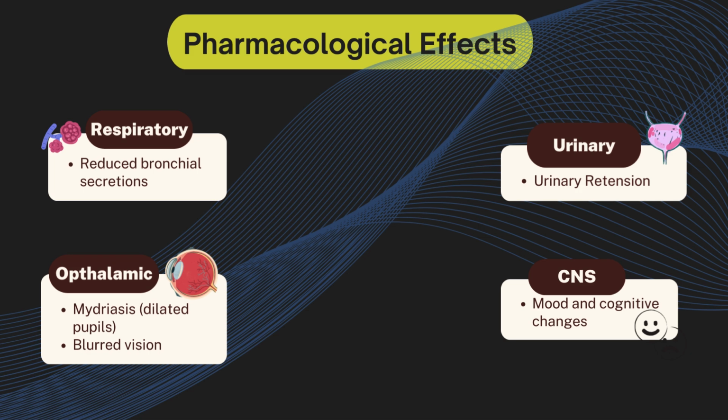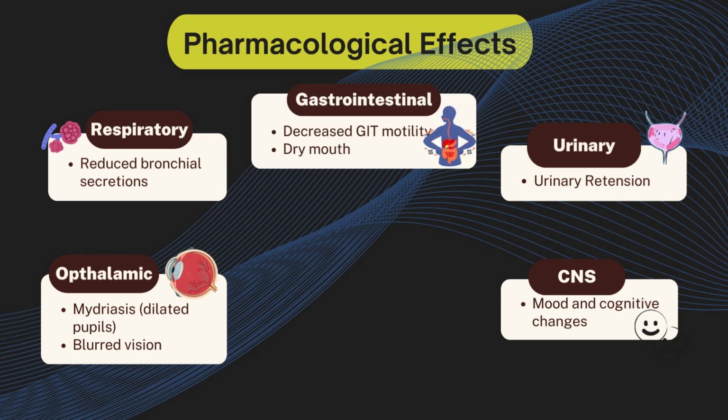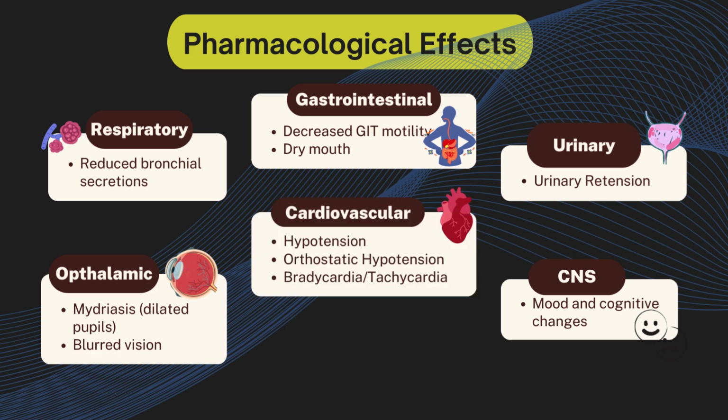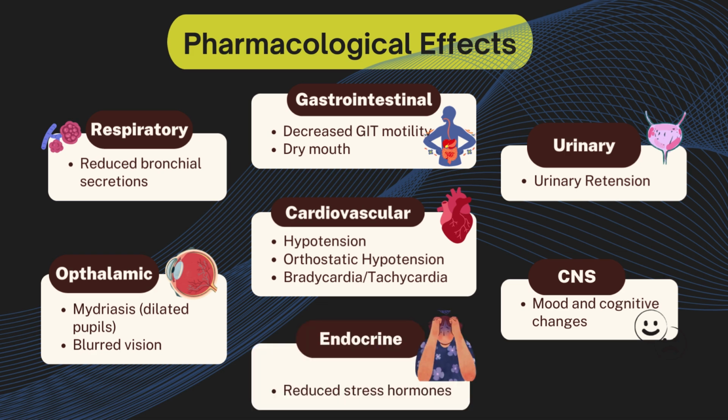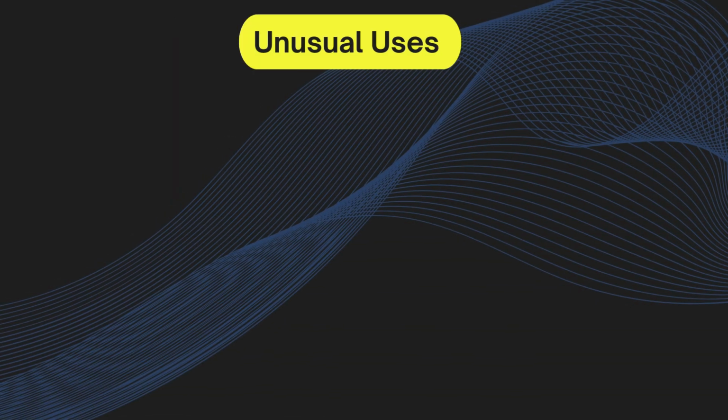It also decreases GI motility and causes dry mouth by blocking parasympathetic ganglia, reducing cholinergic activity responsible for smooth muscle contraction and salivary secretion. It may cause hypotension, orthostatic hypotension, and bradycardia or tachycardia by disrupting autonomic regulation of cardiovascular function. Mecamylamine reduces stress hormones by inhibiting sympathetic ganglionic activity, lowering catecholamine release. On the other hand, mecamylamine has some unusual effects.